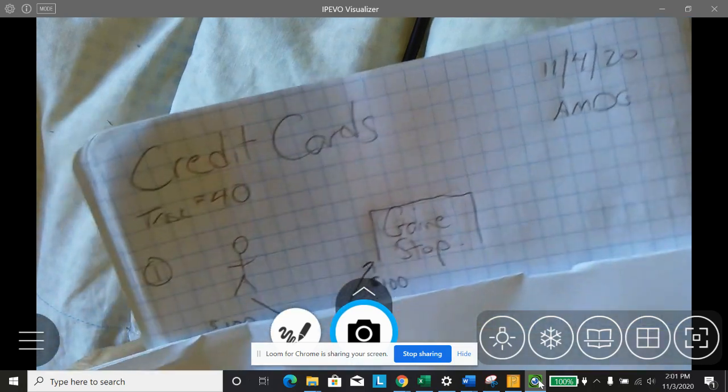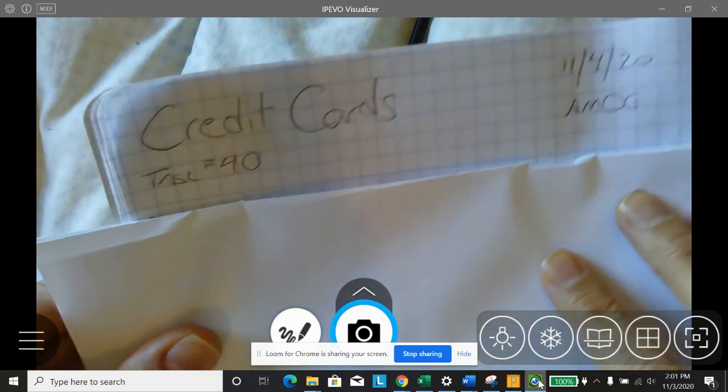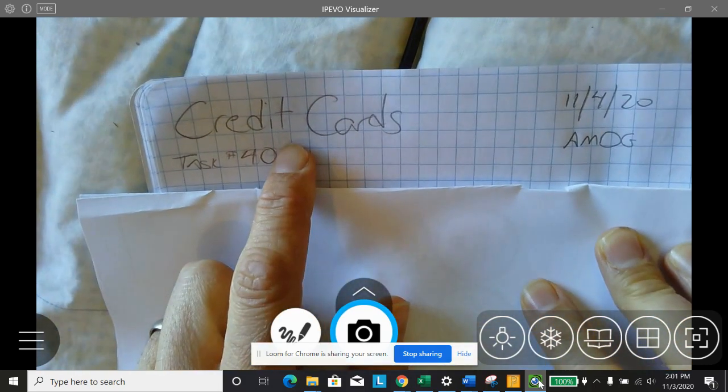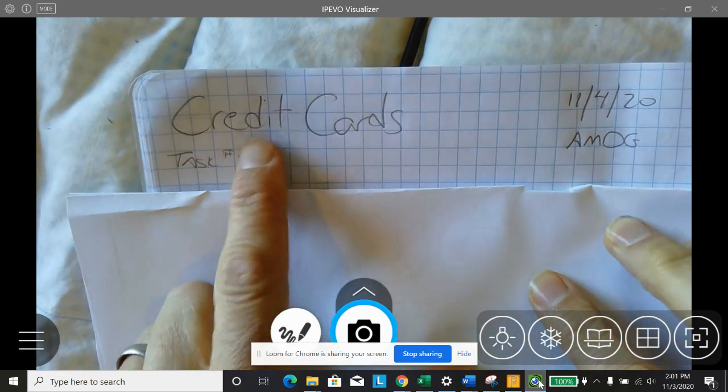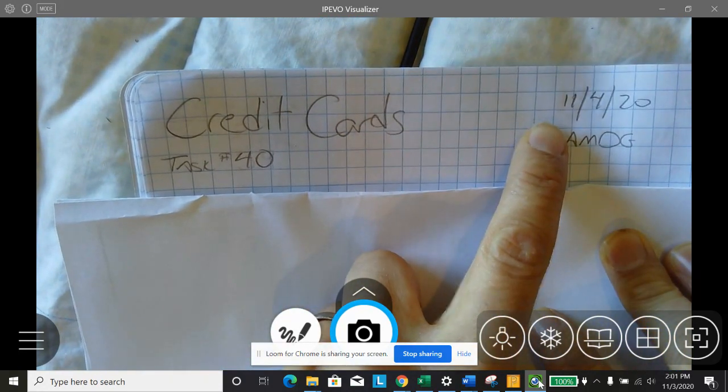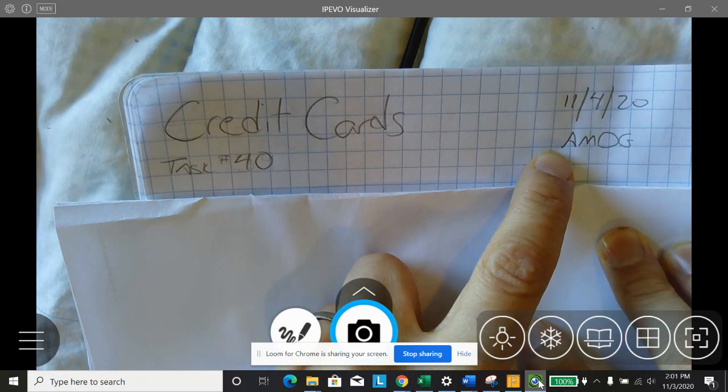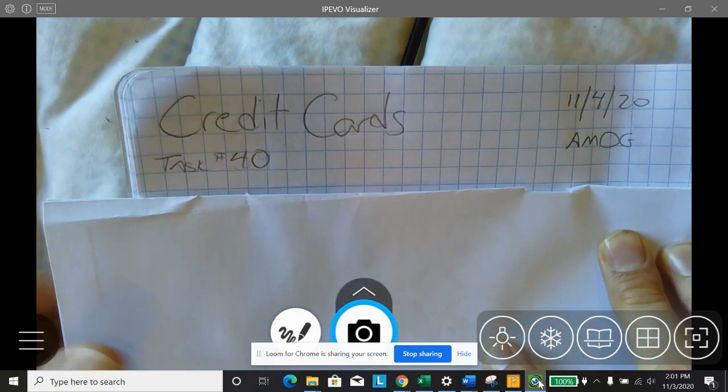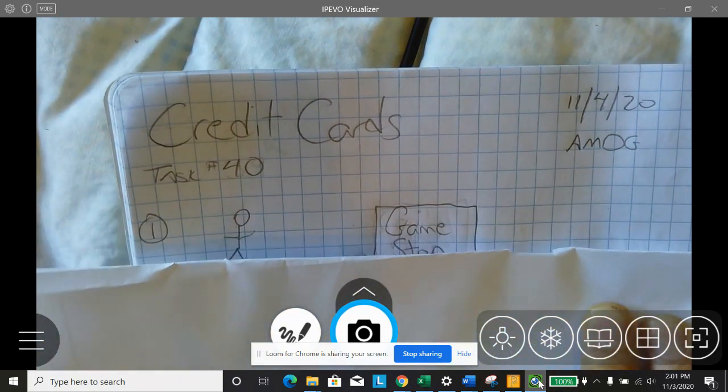All right. So today we're talking about credit cards. If you're going to write credit on the next available page, please don't skip any pages. Write credit cards, today's date, AMDG. We do this for the greater glory of God. And TAS, number 40.